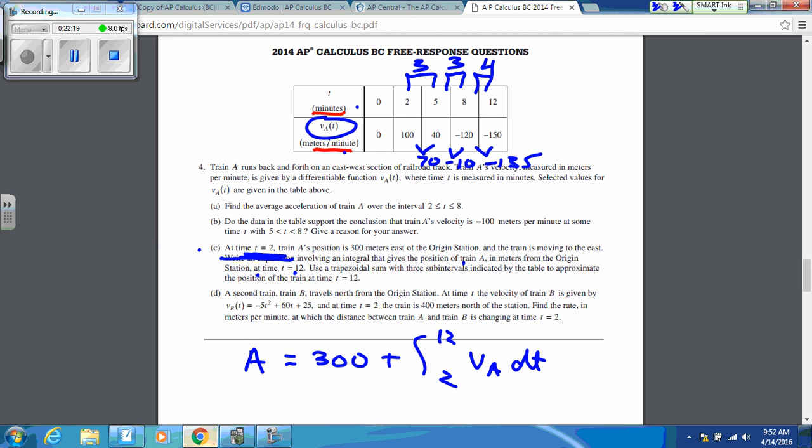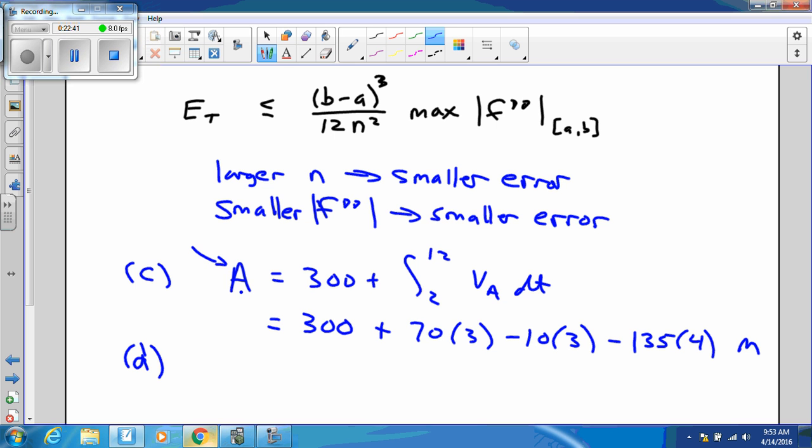Finally, at long last, we get to Sam's question, which is B. A second train B, travels north from the origin station. At time t, the velocity of the train B is given by blah, blah, blah. And at time t equals 2, the train is 400 meters north of the station. Find the rate in meters per minute at which the distance between train A and train B is changing at time t equals 2. Lovely. So they took this and they added their related rate problem. It has become the thing to kind of sneak a related rate problem into one part of one problem. And so here it is.